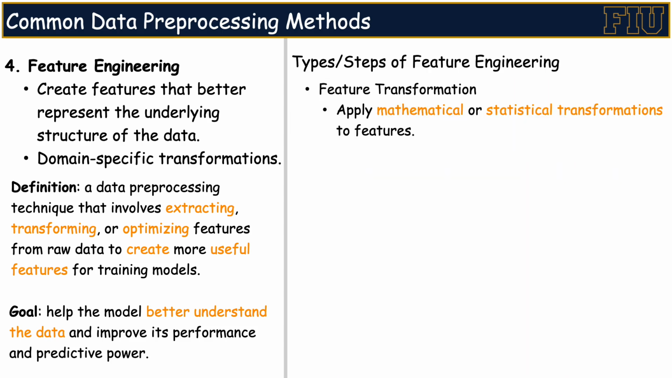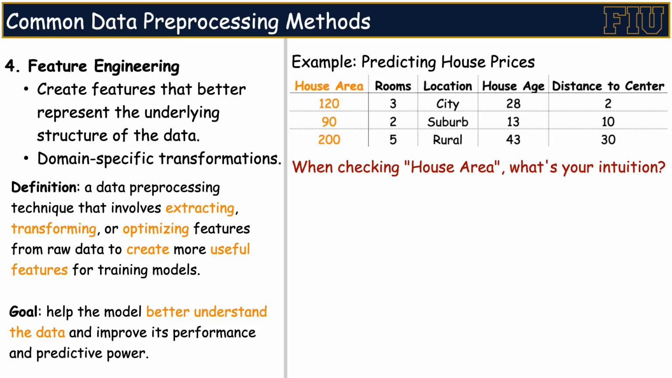Feature transformation is another important category in feature engineering. In feature transformation, we mainly use mathematical and statistical methods to transform features that are not easy to work with into more usable forms. Let's continue examining this example. This time, let's focus on the house area feature. When you look at these three data points, what stands out to you? You might notice that the differences between the values in this set are quite large.